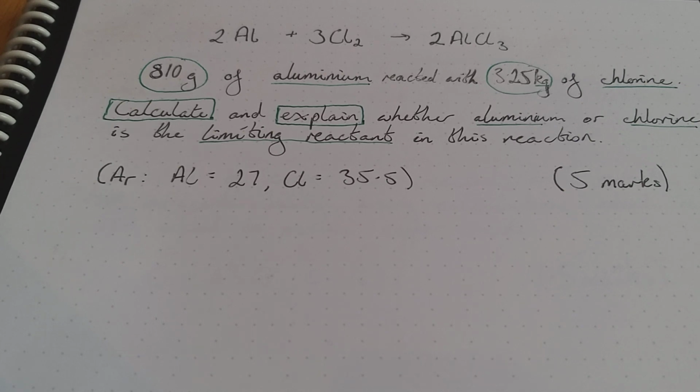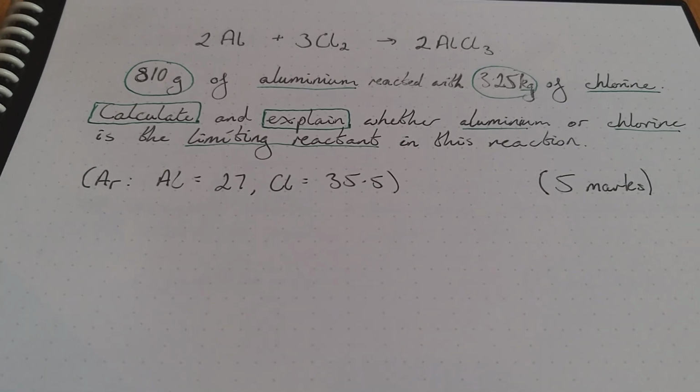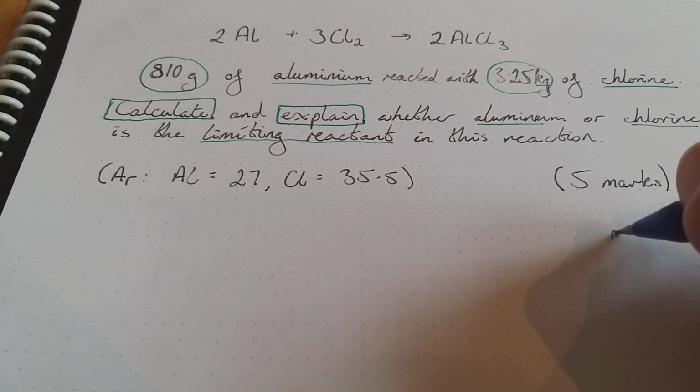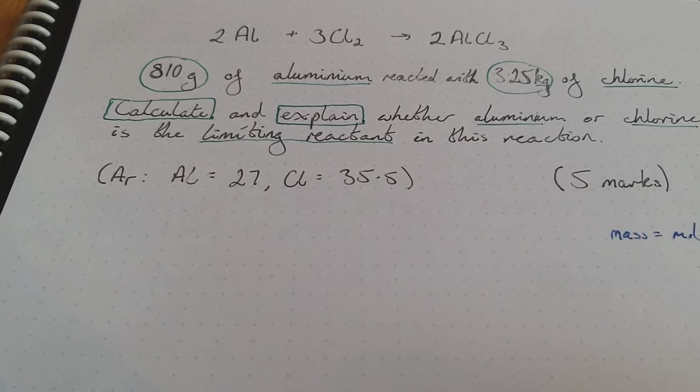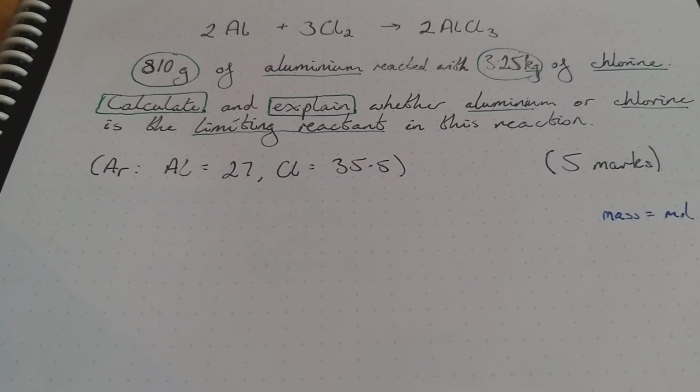Okay, so now we've bugged the question, we can have a go at starting to answer it. We only really need to worry about aluminium and chlorine. We don't need to worry about the aluminium chloride in this reaction. And we're going to be using our equation mass equals moles times Mr in order to solve this particular equation.